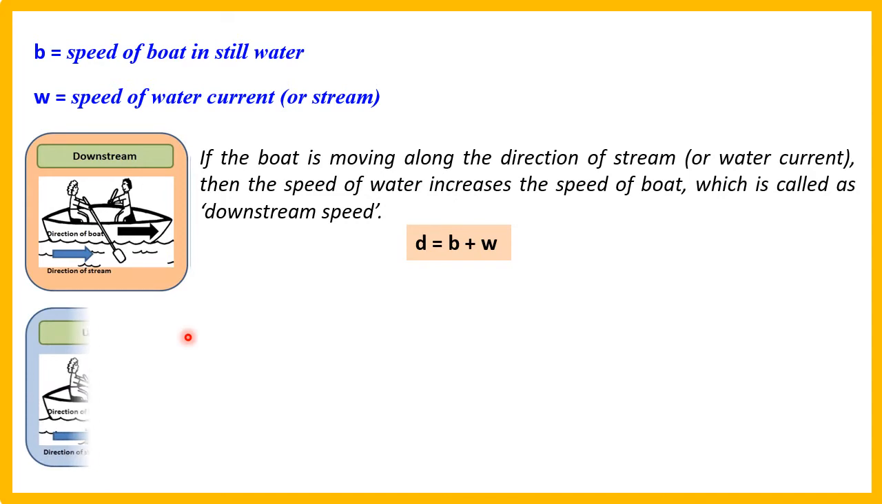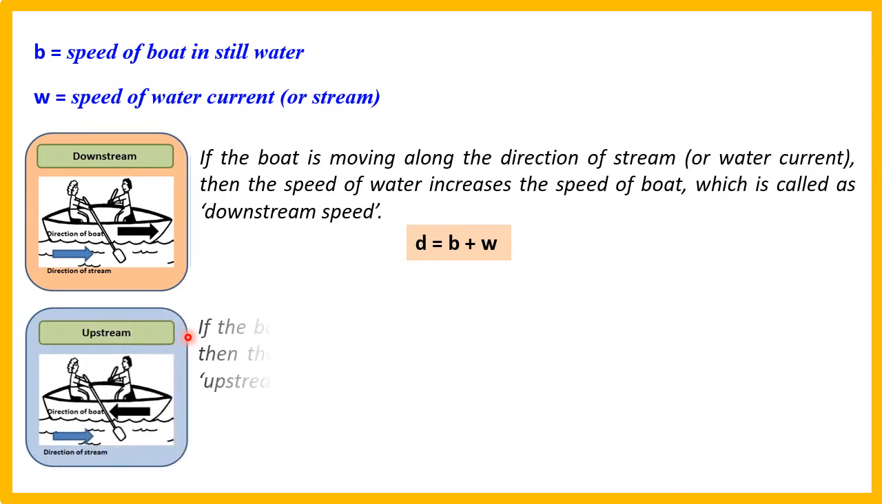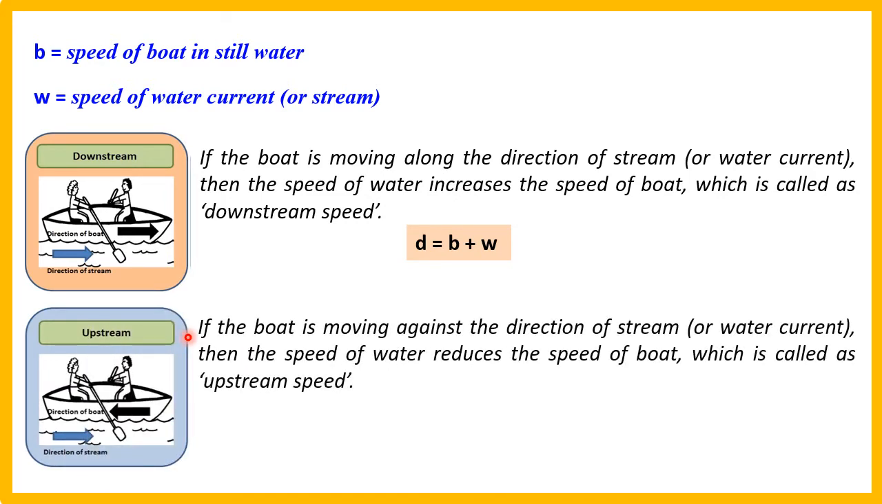The second is upstream. What is upstream? If the boat is moving against the direction of stream, then the speed of water reduces the speed of boat, which is known as upstream speed. Resistance आएगा जिससे बोट की स्पीड कम हो जाएगी. So upstream speed कितनी होती है? That is equal to speed of boat in still water minus speed of water current. So these are two speeds, that is downstream and upstream. Downstream is पानी के बहाव के साथ and upstream is पानी के बहाव के against.